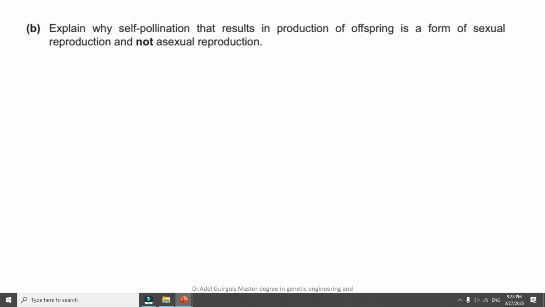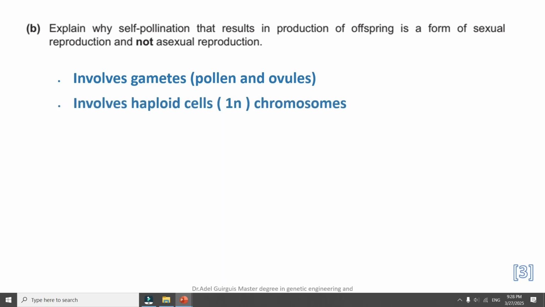Why? Because this involves gamete formation: pollen and ovules are formed, each one with one N chromosomes, haploid cells. Meiosis takes place, as during sexual reproduction. Also fertilization takes place.